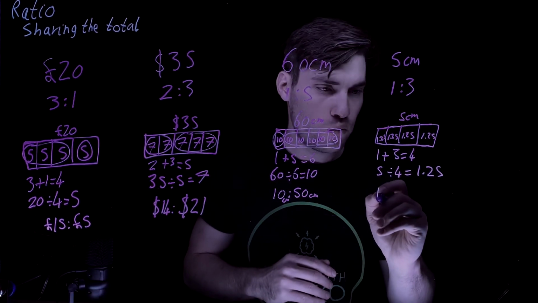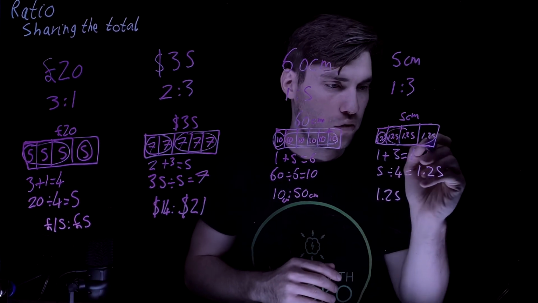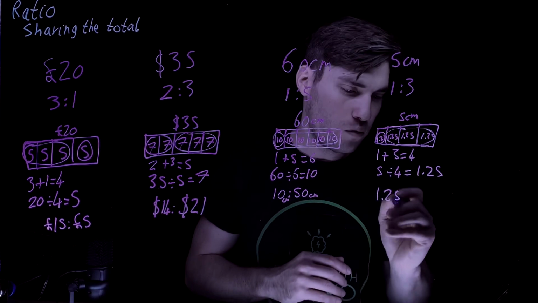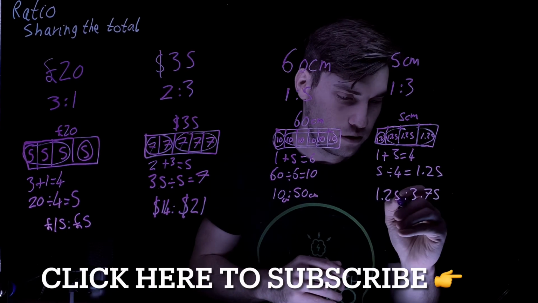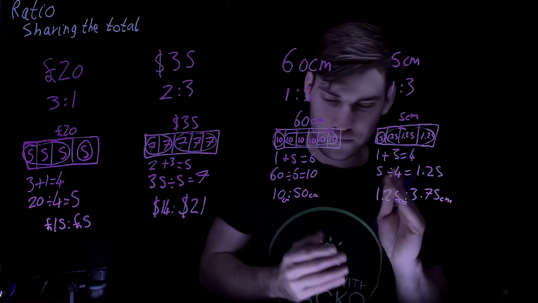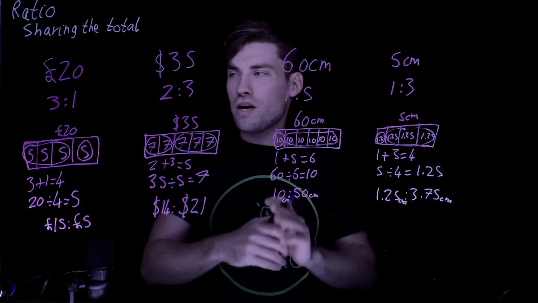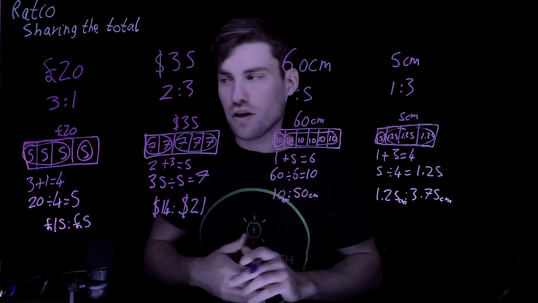Right, and then it's 1.25. Because we want 1 of them, and then we want 3 of them. And then 3 1.25s is 3.75. That's some quick maths for you. Centimetres and centimetres. And there you go. That is ratio sharing the total. It does get harder, and I will do that in other videos as well.